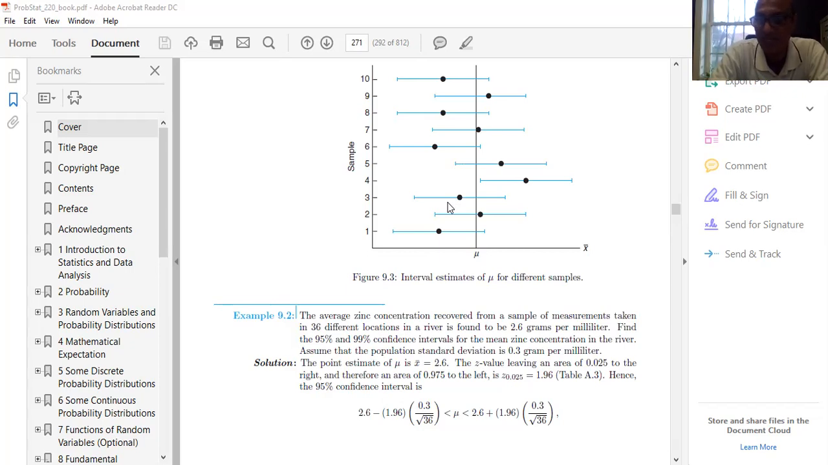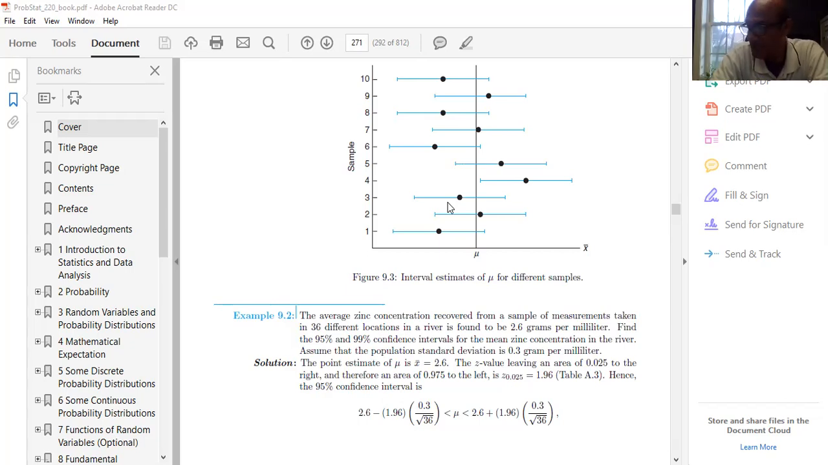Assume that the population standard deviation is 0.3 gram per milliliter. This standard deviation is sigma, so sigma square is 0.3 square. So that is given to us. Please keep this in mind. So again, read this example. You are given that the measurements were taken in 36 different locations, which means your n is equal to 36. Right, guys? And then after, 2.6 grams per milliliter in the river is found.